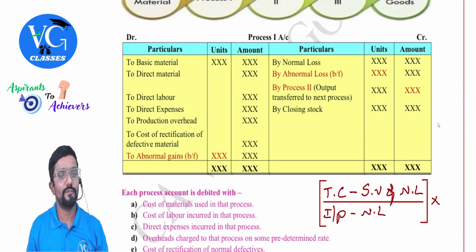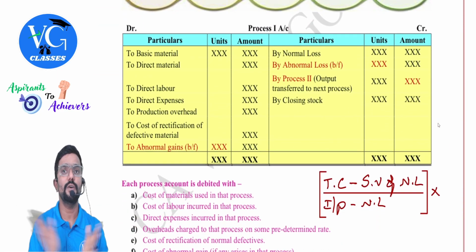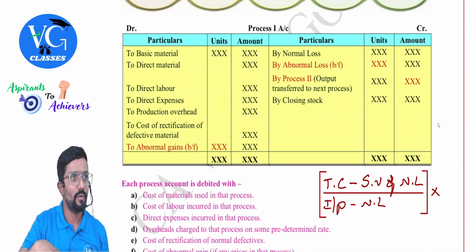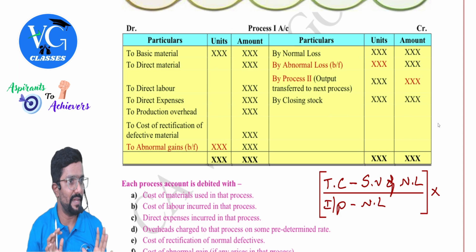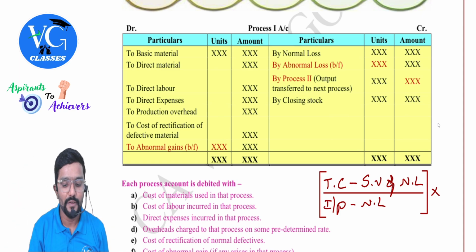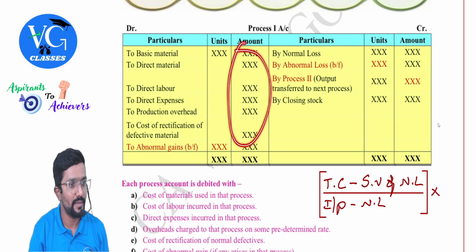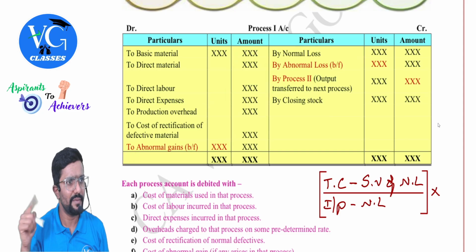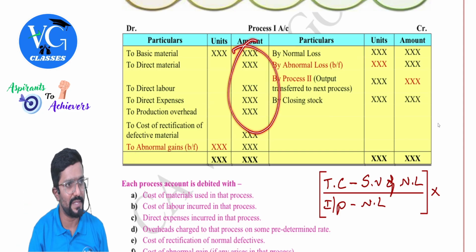Again coming back to the format. Hope you understood whatever I have explained. Clear? Guys, follow the order. Let me tell the order. First, record all the expenses. Abnormal gain will not come at the beginning. It will come only at the end. First, record all the expenses.